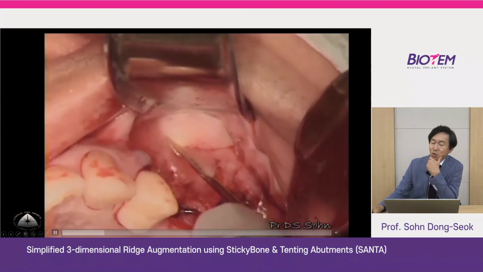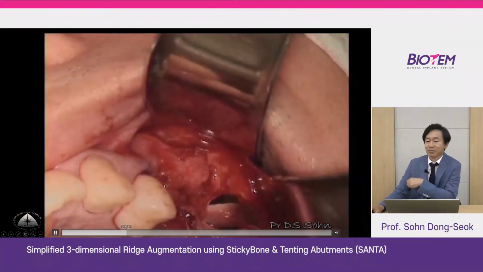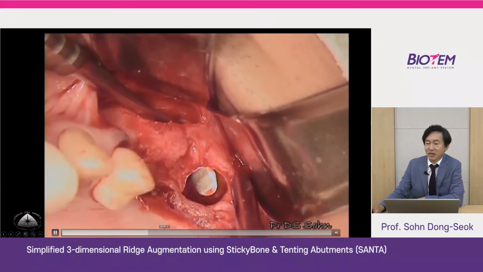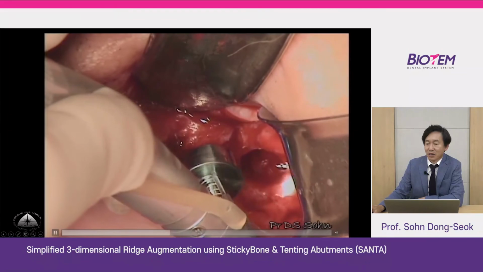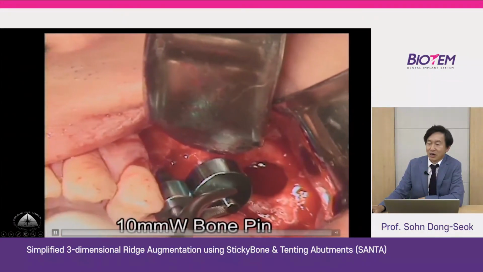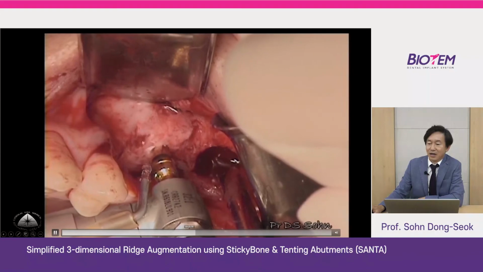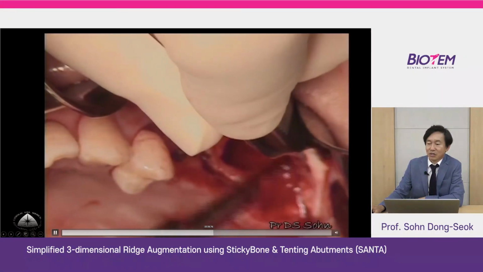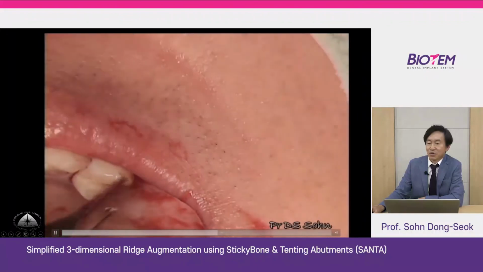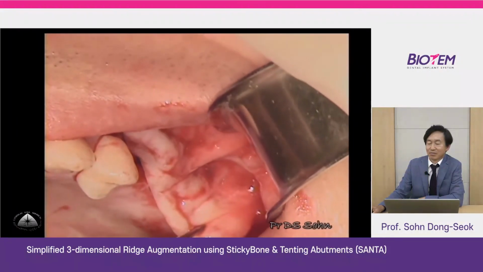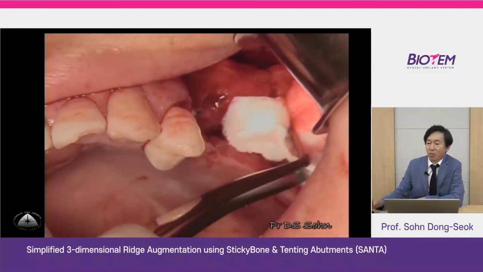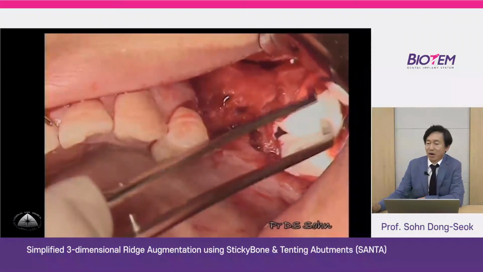The ROB window, the bony window, was prepared with piezo surgery, and the sinus mucosa was elevated with the sinus elevator from the lateral window and bony communication. Osteotomy was done with a surgical guide, and two Biotem implants were placed. Periosteal releasing incision was done before bone grafting. Make sure to get at least 10 millimeter overlapping of the buccal flap over the palatal flap to get tension-free primary closure.